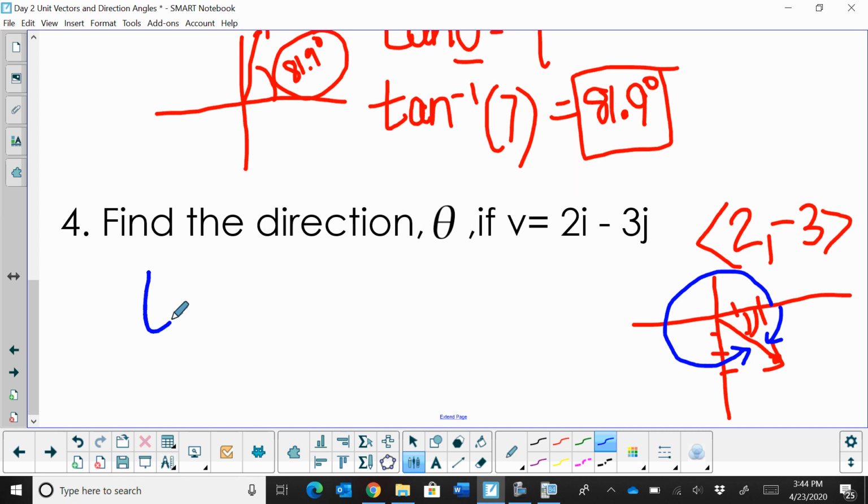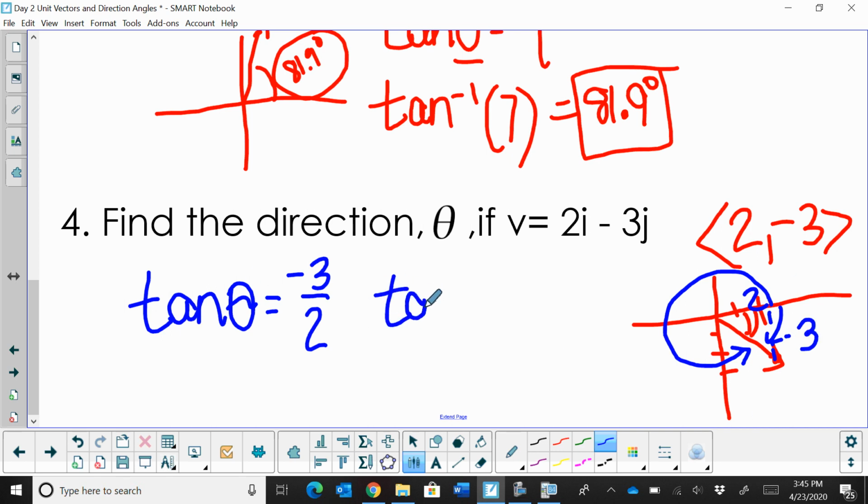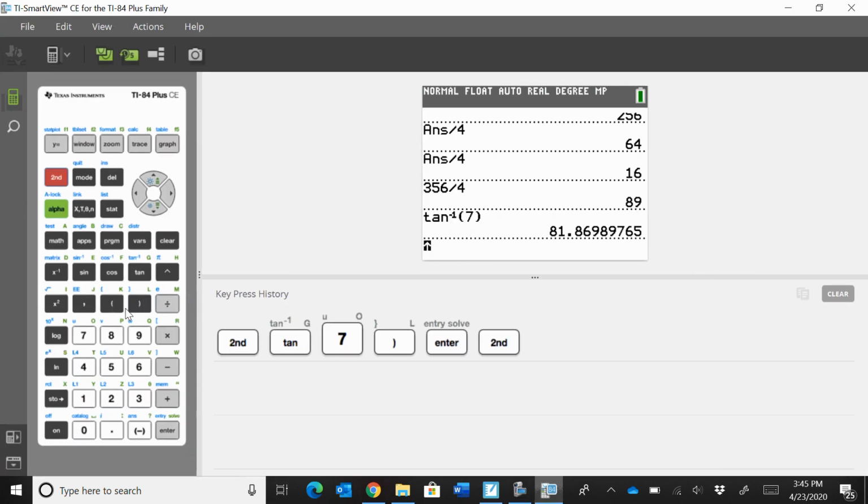Okay, so let's find the reference angle. So tangent of theta is equal to -3 over 2, which would be, right, 2 and -3 when we draw a triangle. So we're going to take the inverse tangent of -3/2, and grab your calculator. So inverse tan of -3 divided by 2.